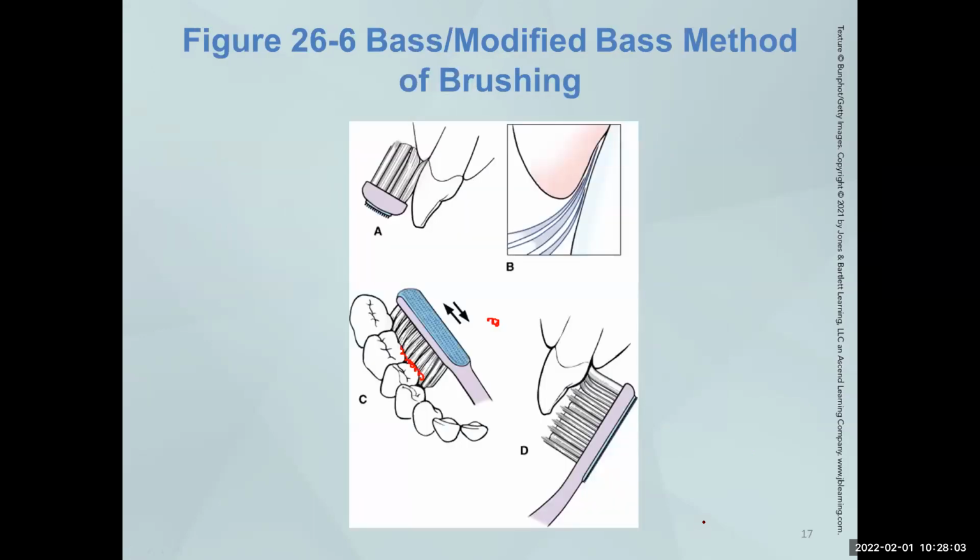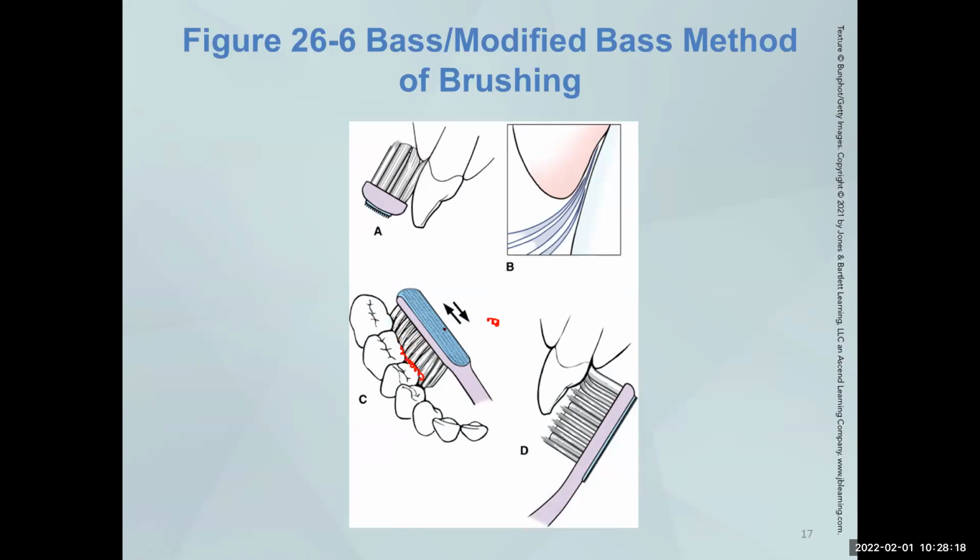So that's the BAS. The modified BAS is you're wiggling to 10, and then you're doing a rolling stroke. So you wiggle, wiggle, wiggle to 10, and then you roll it. Wiggle, wiggle, wiggle to 10, and then you roll it.